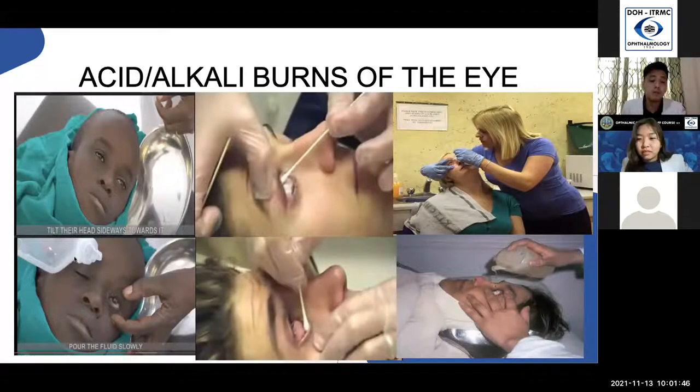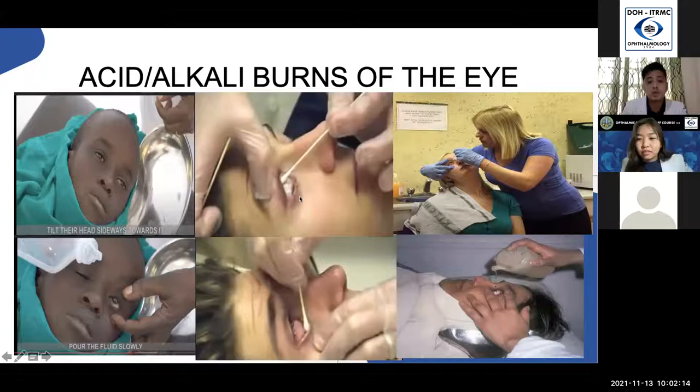And we use irrigating solution. If there's no available, clean water, distilled, or even tap water is pwede. Kasi ang pinaka-importante dito is we wash immediately the offending agent. So kung bata, kailangan nakabalot yan kasi magwawala yan. And then, if the anesthetics is available, pwede tayong magbigay ng anesthesia.